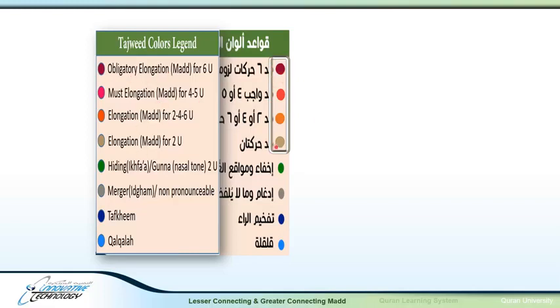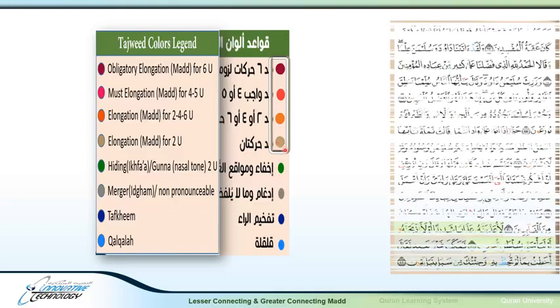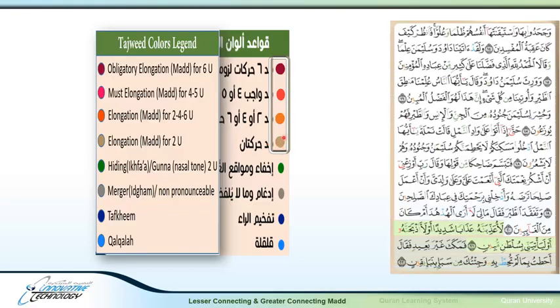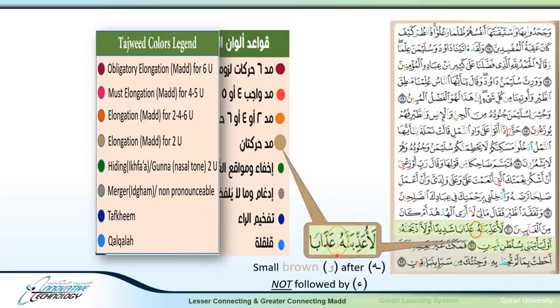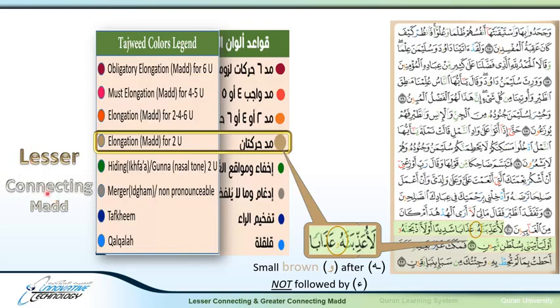Those 4 colors, we're going to study 2 of them today, and we're going to look at this Quran page, and we're going to look at the brown color, which indicates elongation for 2 units. And we're going to look at a small vowel like this one here, the waw, in between the ha al-damir, and not followed by a hamza. This brownish small waw is to be extended for 2 units, and this is basically the lesser connecting med.